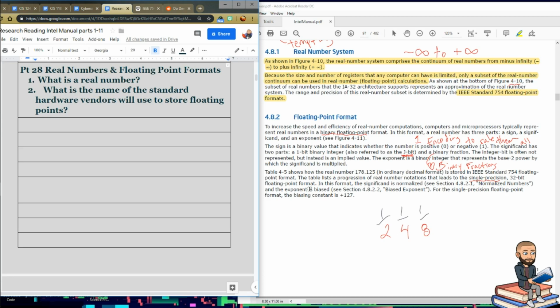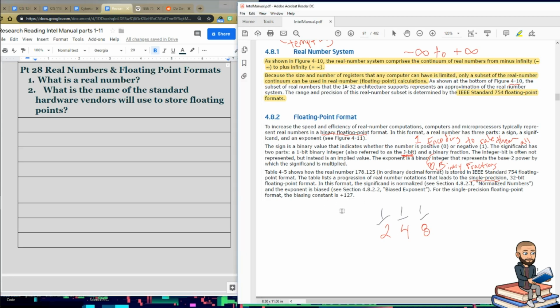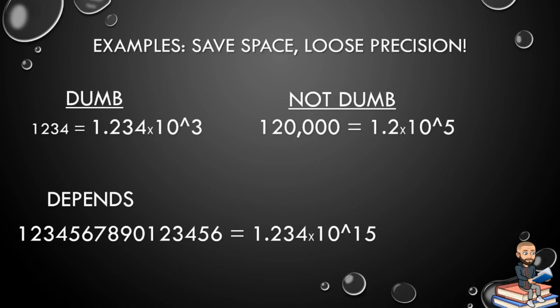We'll go a little bit into those details, but you'll need separate videos to really wrap your mind around it. But in terms of what the Intel manual says, to increase the speed and efficiency, so that's really good to know, there is reasoning behind the craziness you're about to learn. To increase the speed and efficiency of real number computations, computers and microprocessors typically represent real numbers in a binary floating point format. In this format, a real number has three parts: a sign, to say positive or negative, a significand, and an exponent.